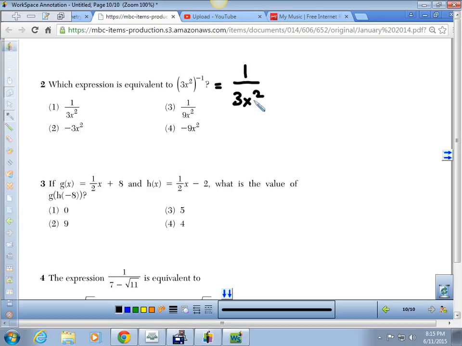There's a second way to look at this as well, folks. What's being raised to the negative first? The 3 is being raised to the negative first, and x squared is being raised to the negative first. So what's the reciprocal of 3? 1/3. What's the reciprocal of x squared? 1 over x squared. Do we still get 1 over 3x squared? We absolutely do. Any questions on that either way?